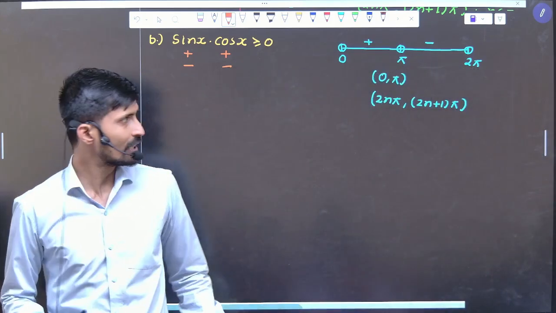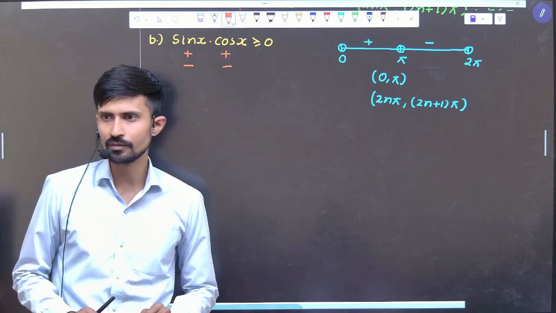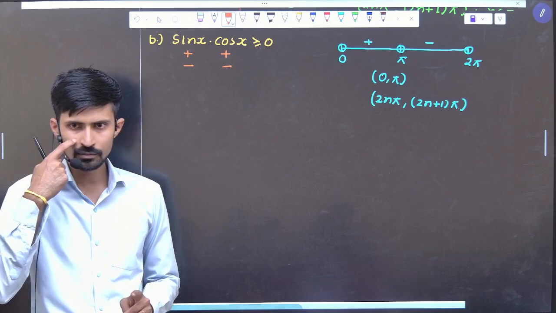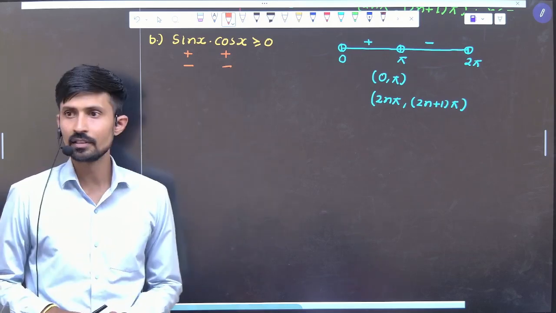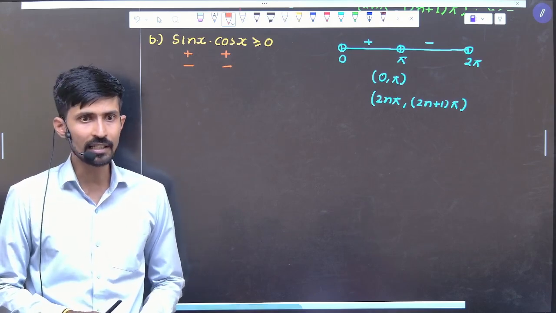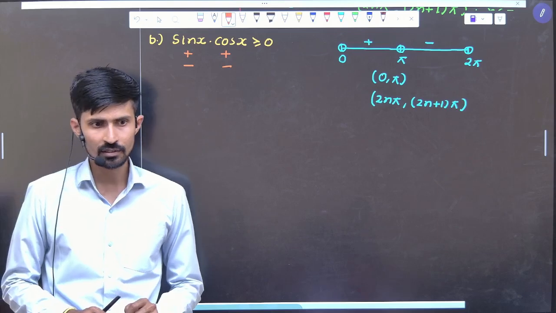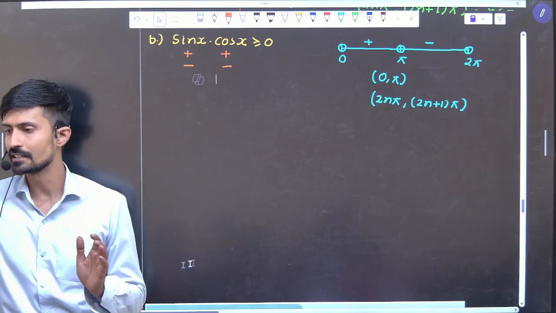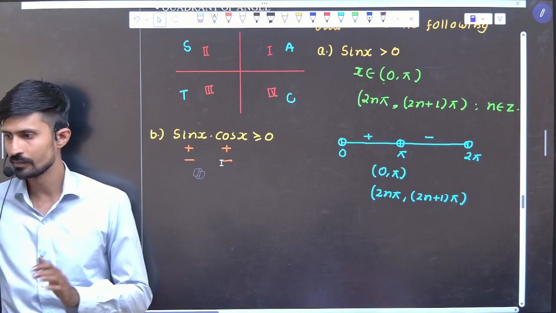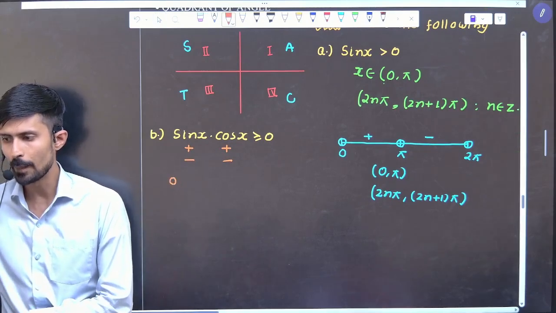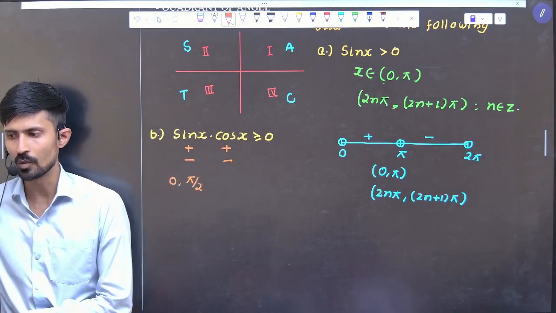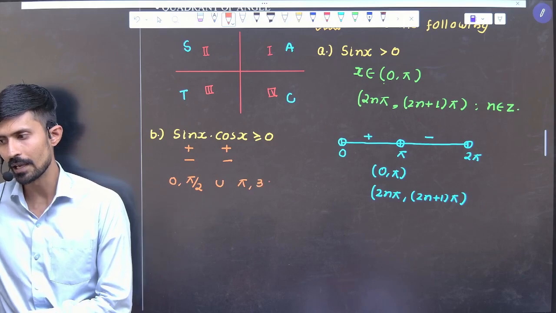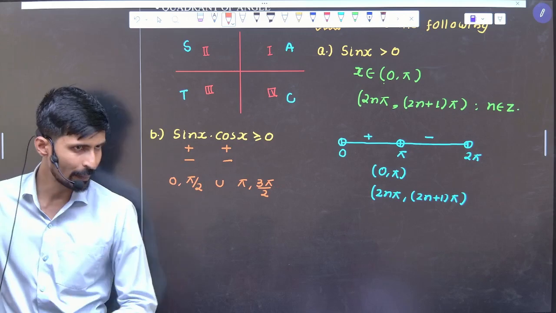Yes? So now tell me, in which quadrant sine and cos both are positive? First quadrant. So 0 to pi by 2. Now in which quadrant both are negative? Third quadrant. In the third quadrant, tan is positive, meaning sine and cos are both negative. So this solution that I am telling you now is from understanding of quadrants. So what we'll write here? 0 to pi by 2, this is for first quadrant, union third quadrant, pi to 3 pi by 2.